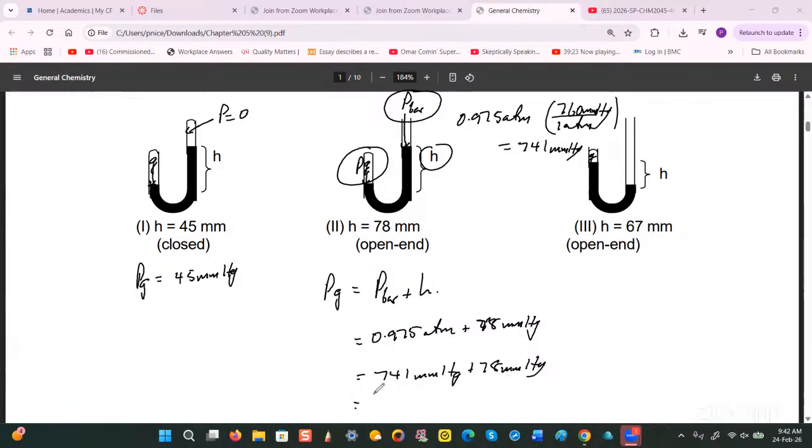And according to my calculation, when I add 741 to 78, I got 819 millimeters mercury as the pressure of the gas in the enclosed part on the left side of this U-shaped tube. Okay, and that's basically how that is done. All right, any questions about this? Any questions out there in Zoom?